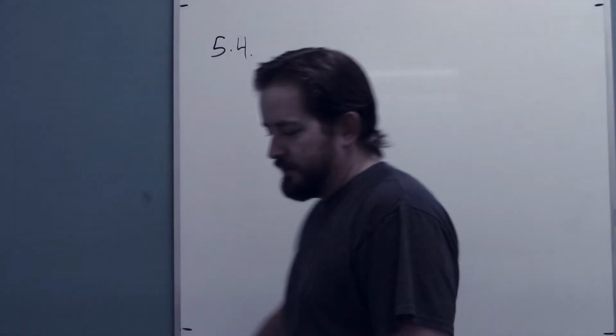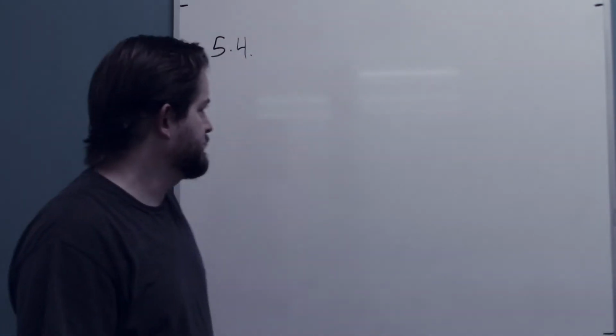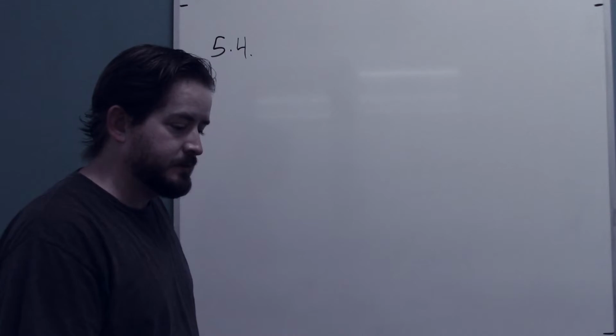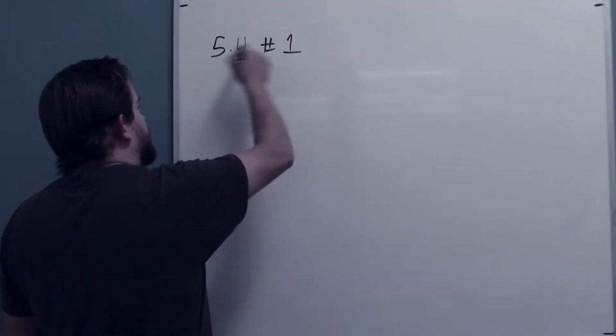All right, welcome back. This is the discussion for section 5.4, which is on simplifying radicals. So let's dive into it. Questions asked were, starting with number 1.